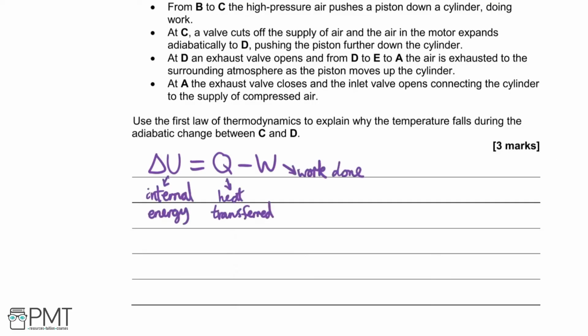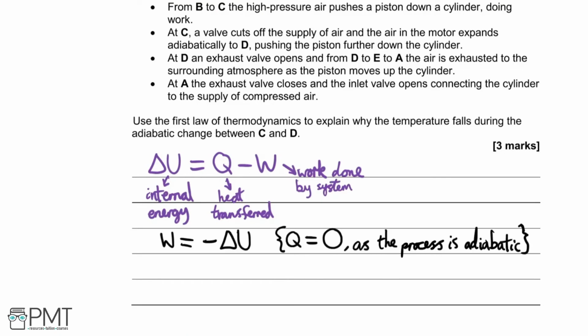So U is internal energy, Q is heat transferred. It doesn't matter whether it's heat in or heat out because, as we'll discover in a minute, it's equal to 0. And W is work done by the system. Now because Q is equal to 0, we can remove it from the equation, leaving just delta U and W. So it's an adiabatic process, so no heat change.